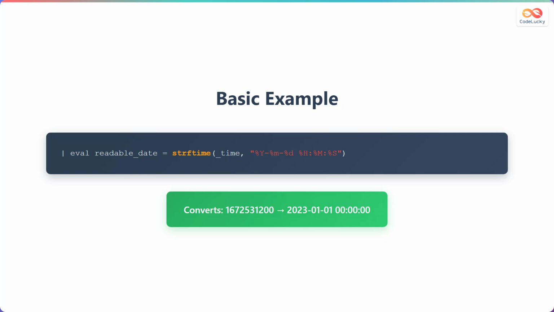Let's examine a practical example of strftime in action. Using the eval command, we create a new field called readable_date by applying strftime to the _time field. The format string %Y-%m-%d %H:%M:%S tells strftime exactly how to format the output. This transforms a raw Epoch timestamp like 1,672,531,200 into the readable format 2023-01-01 00:00:00.